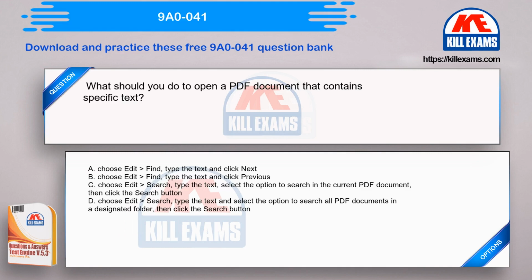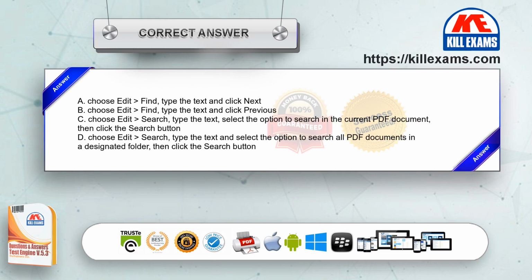Option D. Choose Edit Search, type the text and select the option to search all PDF documents in a designated folder, then click the Search button. The correct answer is option D.